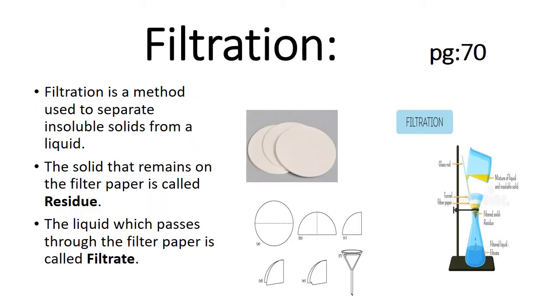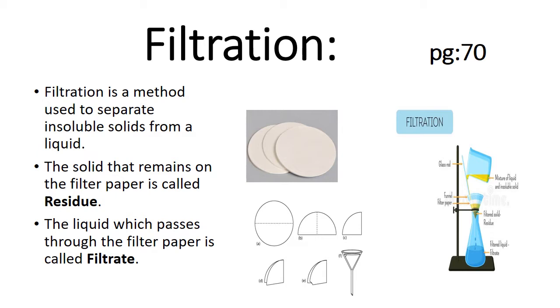Filtration. Filtration is a method used to separate insoluble solids from a liquid. So basically it is a method for when you mix two things and they are not soluble in each other, like a mixture of sand and water. Sand doesn't dissolve in water, so you can easily separate it through filtration. If you have a solution of sugar and water or salt and water, then they cannot be separated through the filtration method. Filtration can only be used for mixtures in which the two substances do not mix with each other.